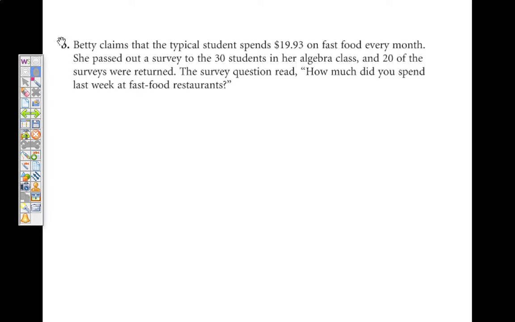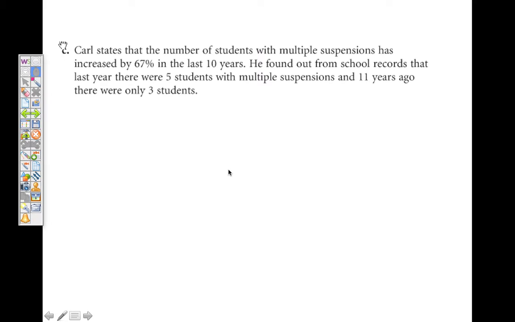Situation 2. Betty claims that the typical student spends $19.93 on fast food every month. She passes out a survey to 30 students in her algebra class, and 20 of the surveys were returned. The survey question read, how much did you spend last week at fast food restaurants? So this would be a survey, and there doesn't seem to be much bias in it, although she only asked 30 students in her algebra class. So there might be bias because of just the low number of students asked, and also that they were just in one of her classes, in her algebra class. So that also would influence her results.